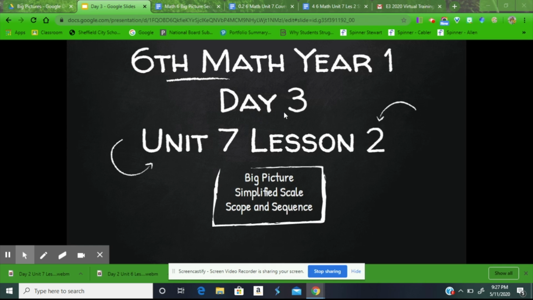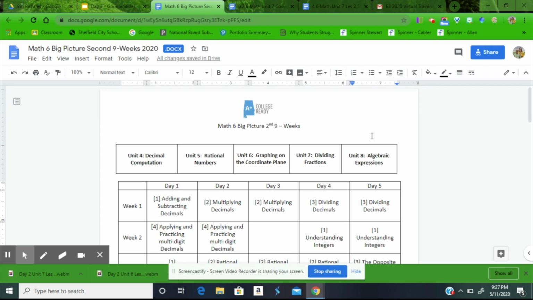Welcome to day 3. Today we're going to start out by looking at Unit 7, Lesson 2. We're going to look at the big picture, the simplified skill, and the scope and sequence. Let's start out by looking at our big picture.